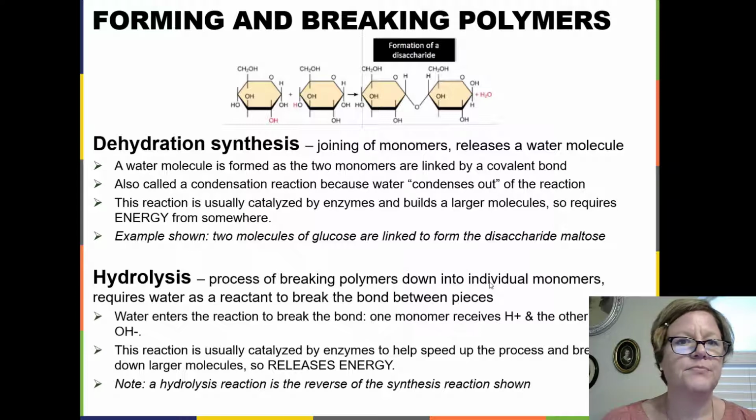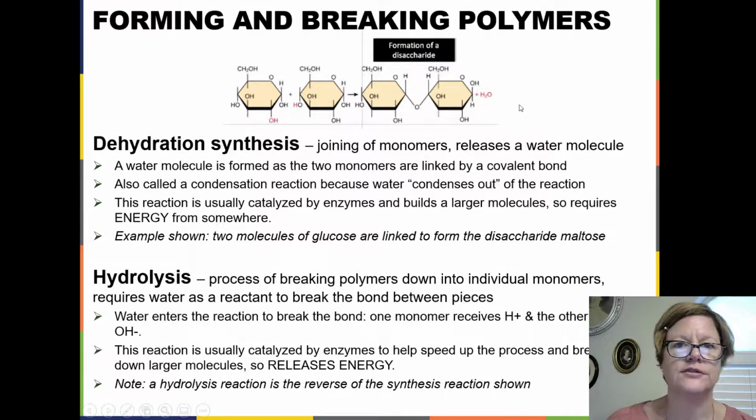So the way that any polymer is formed is by a reaction referred to as a dehydration synthesis reaction. So dehydration synthesis reactions join monomers together, and as part of that joining process, there is some water that is produced as a byproduct.